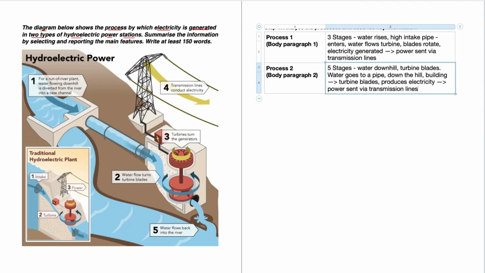But the thing I really want to include in the second body paragraph is step number 5. So I see that surplus water exits the plant and goes again back to the river to perhaps resume its original course back to number 1. So you see how my notes for process 2 are a bit longer. That's fine because there are more stages here.